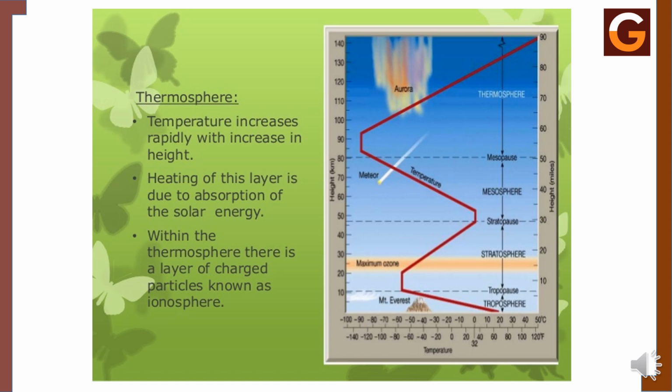Here the temperature increases rapidly with increase in height. Heating of this air is primarily due to the absorption of solar energy. Within this layer, there is a layer of charged particles known as ionosphere. So the layer of charged particles, ionosphere, is seen in the atmospheric layer called thermosphere.